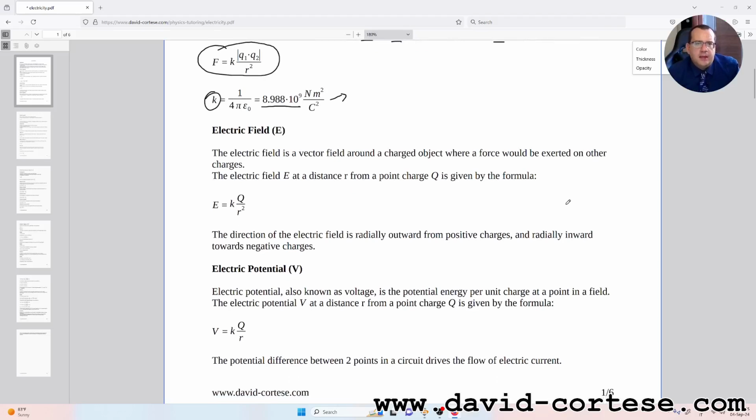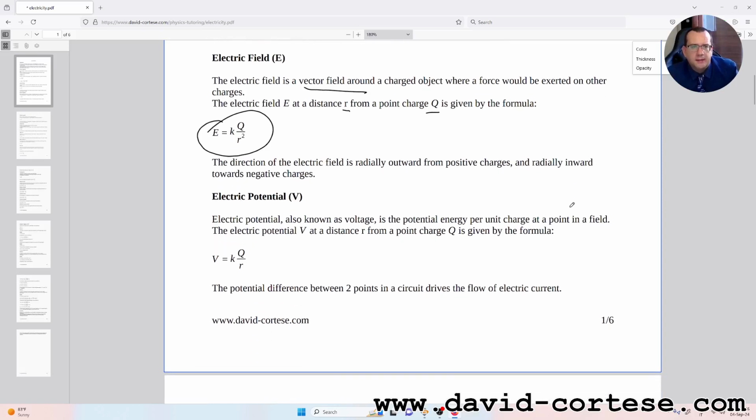Electric field E. The electric field is a vector field around a charged object where a force would be exerted on other charges. The electric field E at a distance r from a point charge Q is given by the formula E is equal to K times Q over r squared. The direction of the electric field is radially outward from positive charges and radially inward towards negative charges.